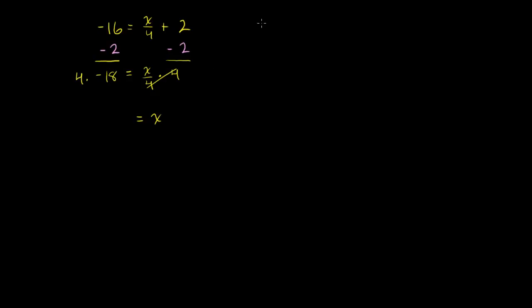Let's just write it out. So 18 times 4, if we were to multiply 18 times 4, 4 times 8 is 32. 4 times 1 is 4, plus 3 is 7, so it's 72. But this is negative 18 times 4, so it's negative 72. So x is equal to negative 72.